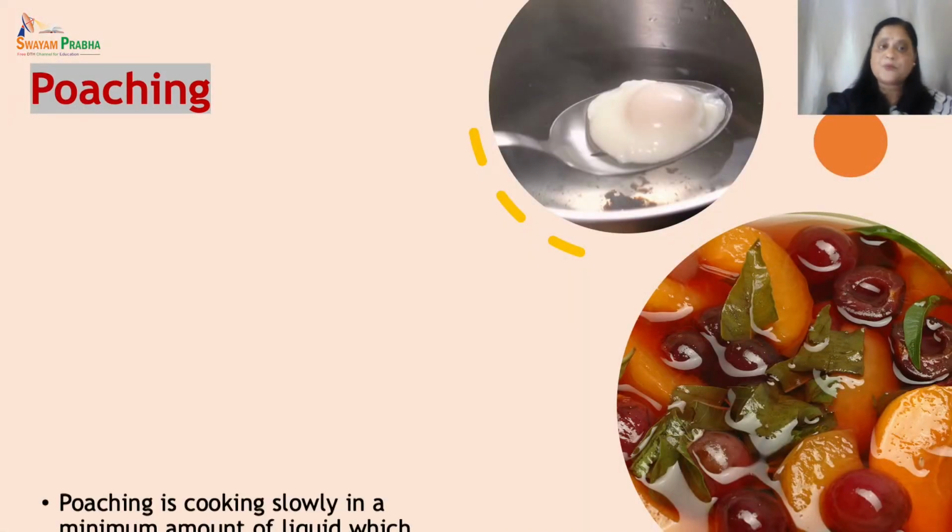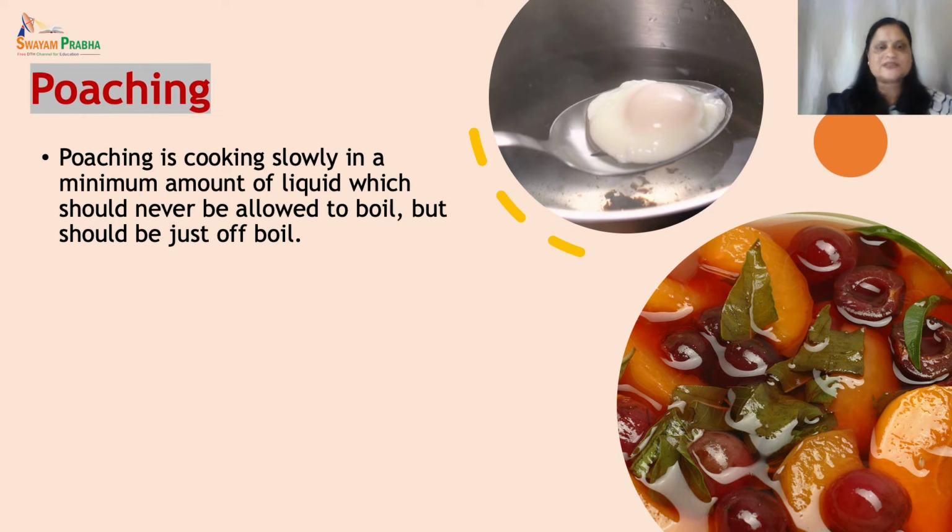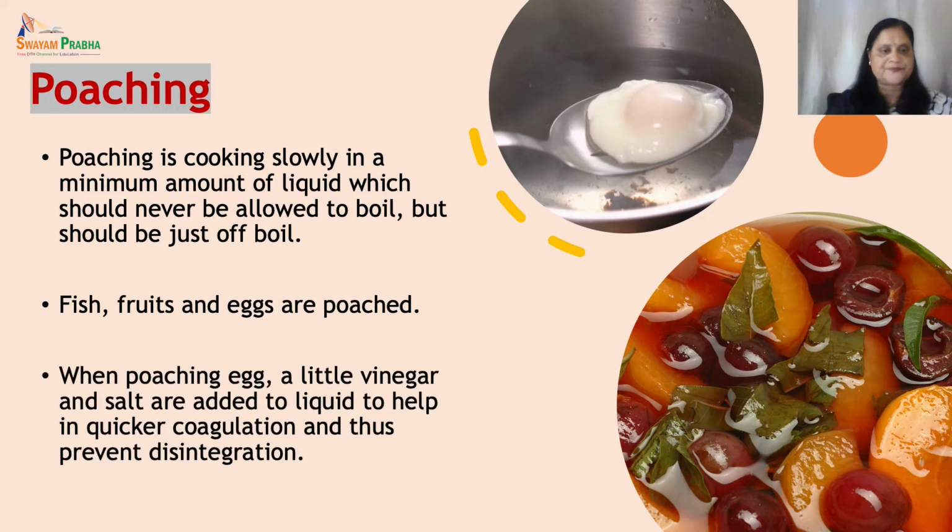Next method, poaching. Poaching is cooking slowly in a minimum amount of liquid which should never be allowed to boil but should be just off boil. Fish, fruits and eggs are poached. When poaching egg, a little vinegar and salt are added to liquid to help in quicker coagulation and thus prevent disintegration.